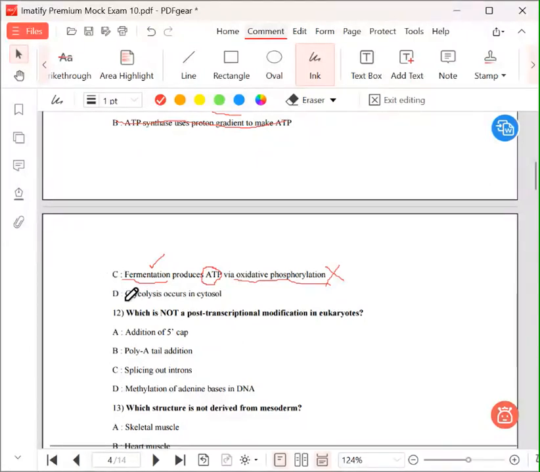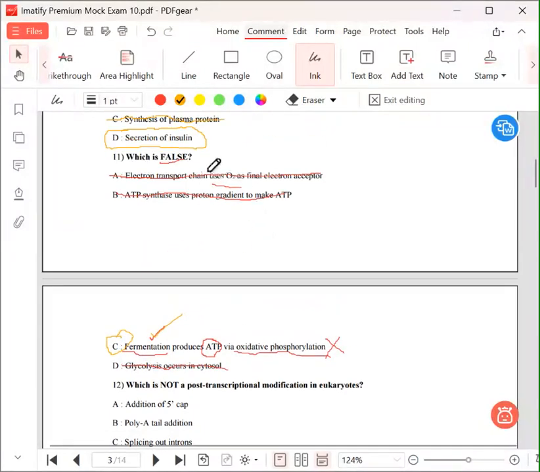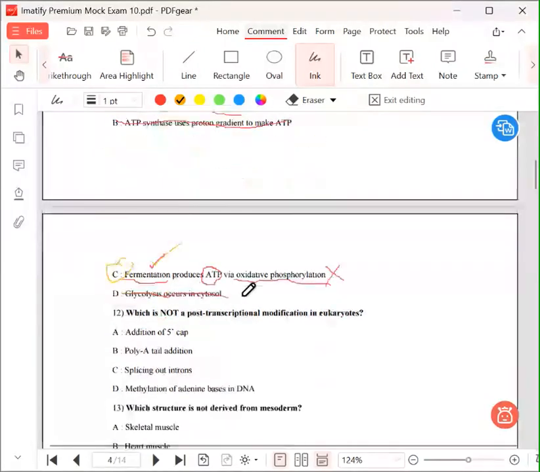Moving on to the next option, it states glycolysis occurs in cytosol. Yes, glycolysis does occur in cytosol. So this statement is true. So eliminate this option. The correct option, or the best option that we have to choose according to the premise, is C. Fermentation produces ATP via oxidative phosphorylation.